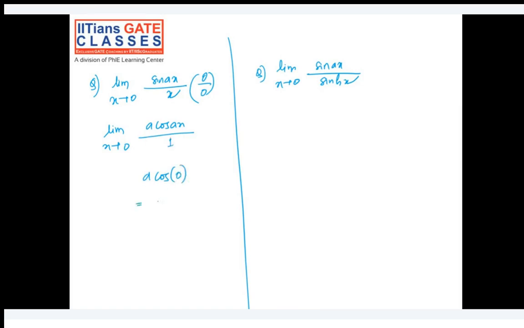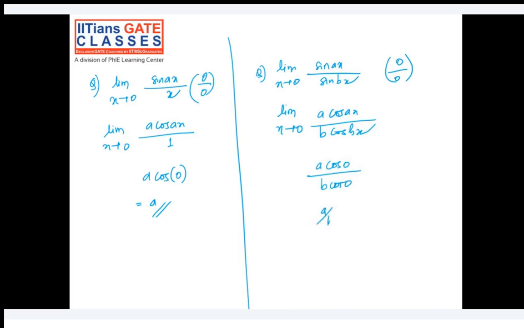Similarly here, if you put x equal to 0, it's a 0 by 0 form. So apply L'Hospital rule, limit x tends to 0, a cos of ax divided by b cos of bx. So if you put a cos of 0 divided by b cos of 0, cos 0 is 1, so a by b is the answer. Clear?